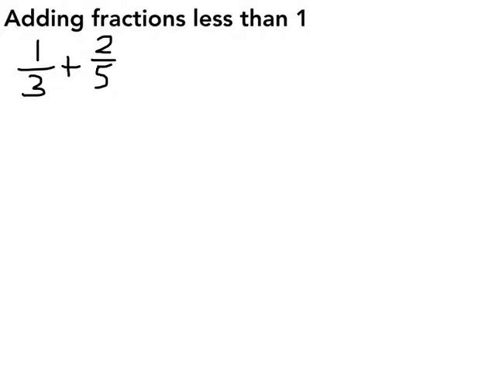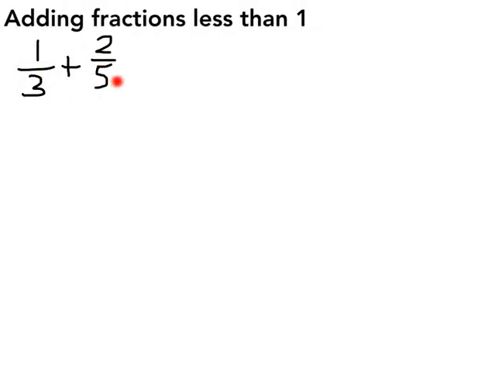Today we're going to look at adding two fractions that are less than 1. We're going to do it with a model version so that we can see visually what's happening with that math. First, I've got two fractions here. I've got 1/3 and I've got 2/5. They both have different denominators.